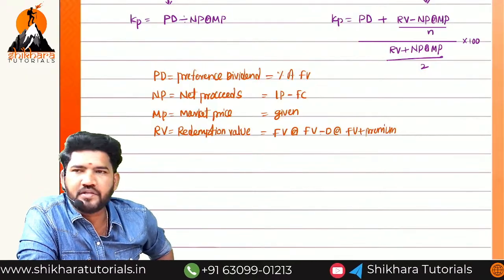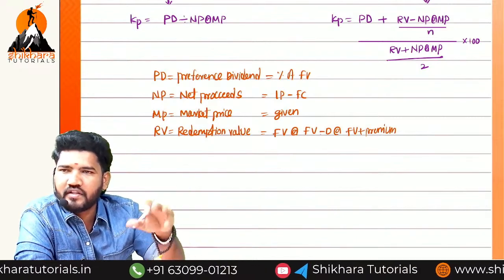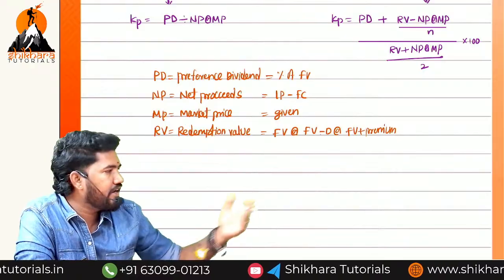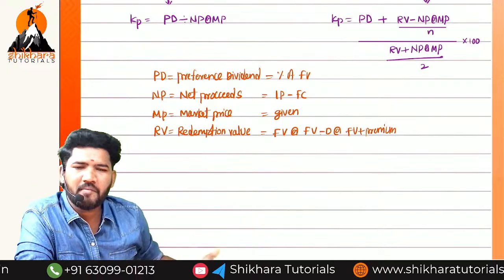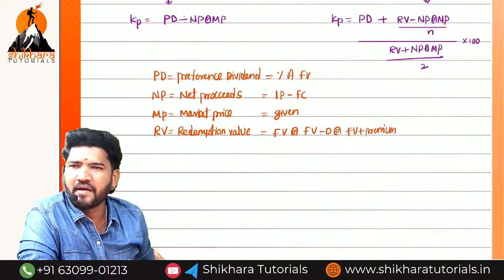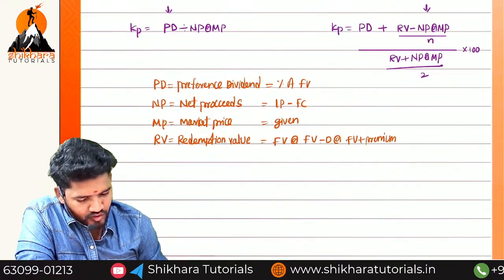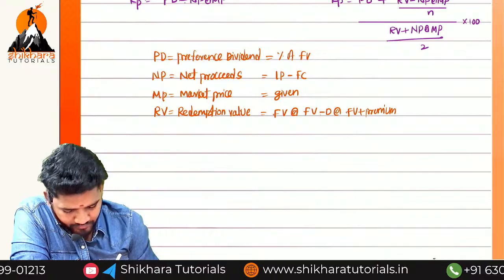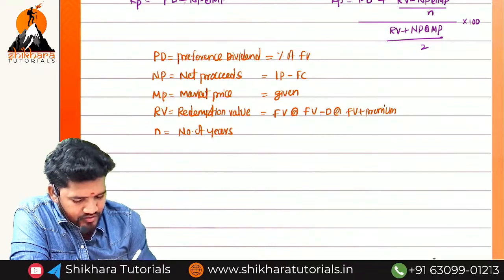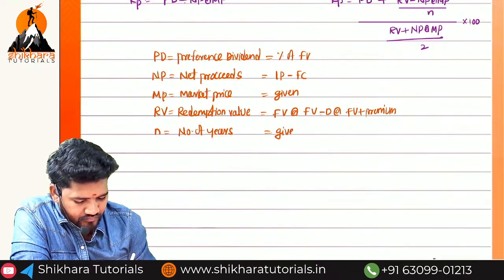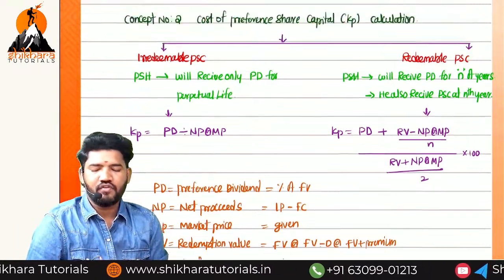When we pay commission, if our security is not sold in the market, at that time we appoint an underwriter. For that selling purpose only we pay. But when it comes to capital repayment, no one is needed. I have money, I will give it to you, that's it. Clear? Then fine. What about the N? Number of years. This also they will give. That's it. So this is the basic version of KP calculation.